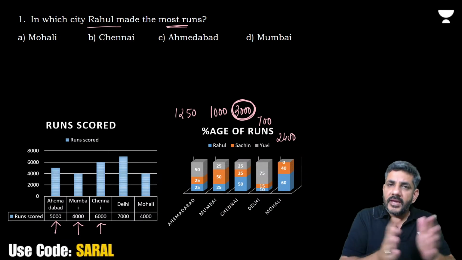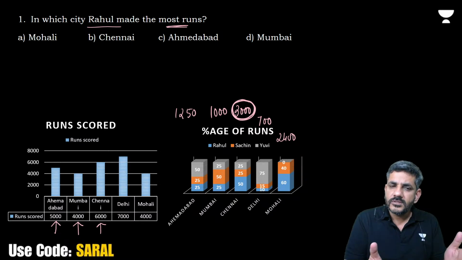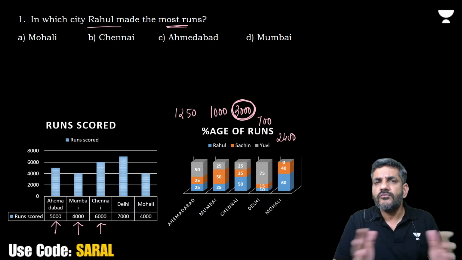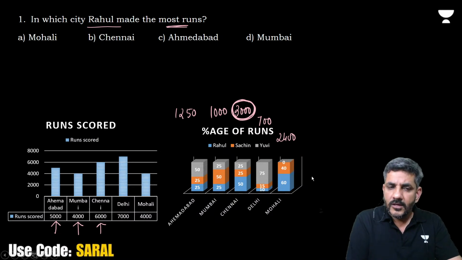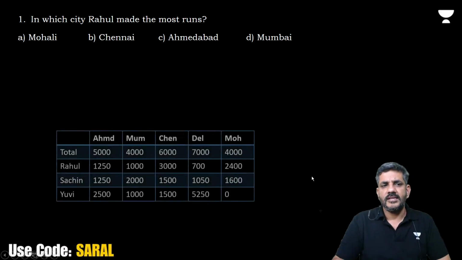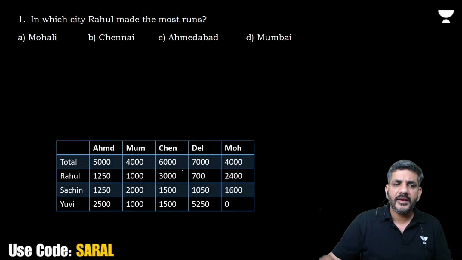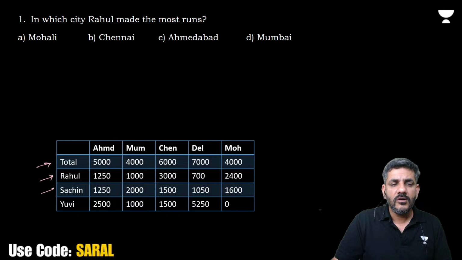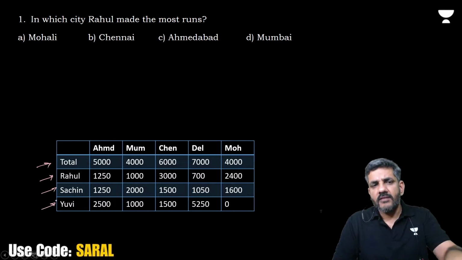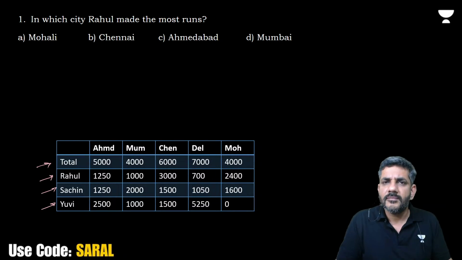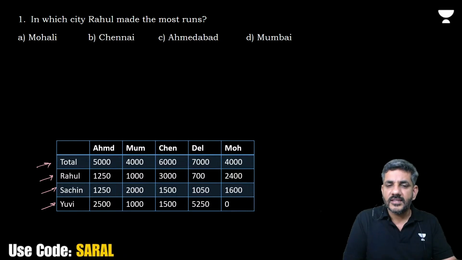So let's just make a table, write all the values. I can straight away then leave these graphs aside because they would not be important for me then. So here, if I make a table out of these, the table says what are the total runs made in Ahmedabad, Mumbai, Chennai, Delhi, and Mohali. I have calculated the percentages for Rahul, Sachin, and UV, and I have kept them in a table. Now it's not that difficult for me. I just have to look at the table and answer the questions, right? Let's try that in the upcoming questions. You will see the difference as well.